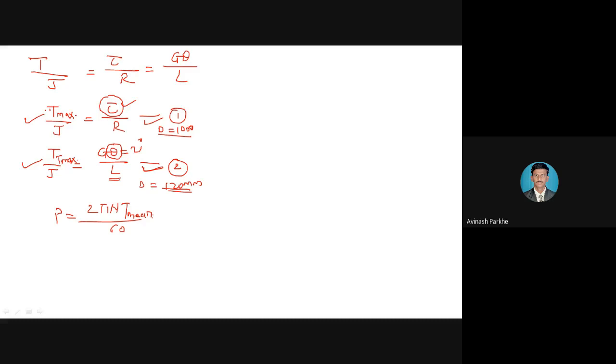Please keep in mind, whatever torque is mentioned in the power formula is called the mean torque. If the relation between the maximum torque and the mean torque is not mentioned in the statement, then we consider that capital T is equal to Tmax is equal to Tmin. So if the condition is not mentioned, we use T is equal to Tmax is equal to Tmin.